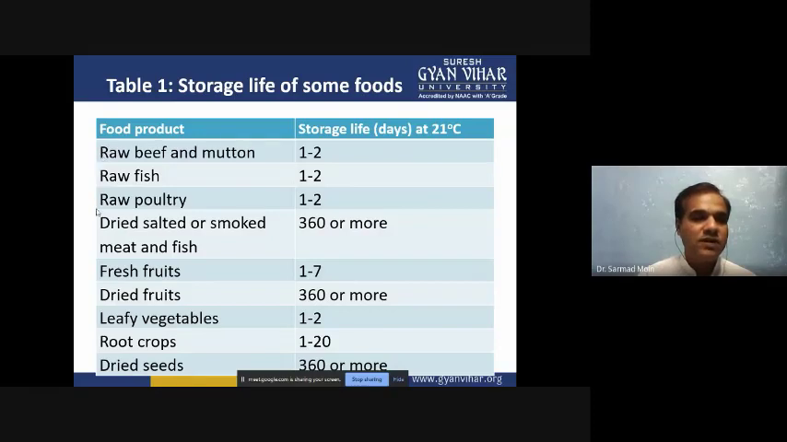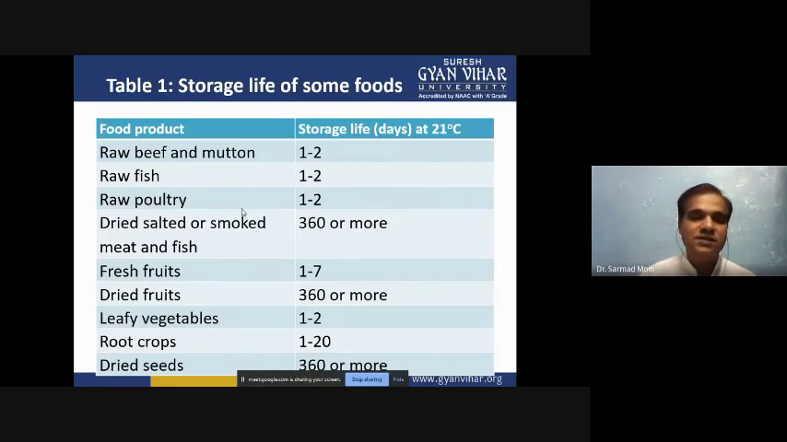If the water content is more, then you can store it for fewer days. If there is no water content, then you can increase the number of days for storage. See, dried fruit and dried powder of other food material you can store for more days. If water content is there, like in leafy, root, fresh vegetables and poultry products, fish, beef, mutton, the storage time is very less. So water is the main thing.